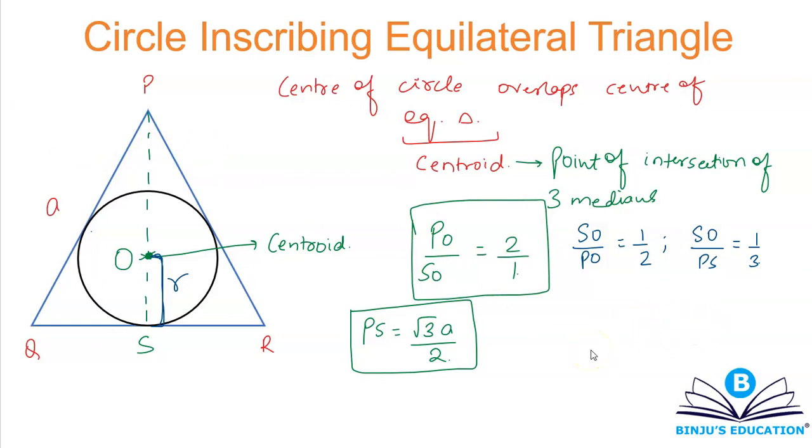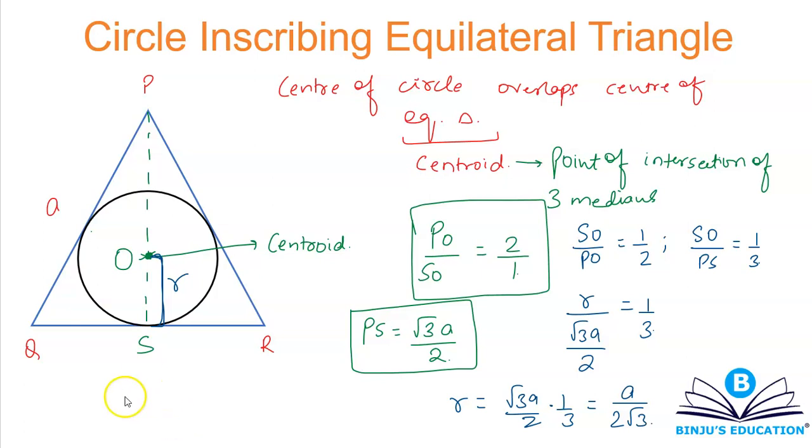Now what is SO? SO is the radius of the circle, so replace that by small r. What is PS? PS is nothing but the height of an equilateral triangle, which is root 3 times the side divided by 2, and this is equal to 1/3. So I can say that the radius will be equal to root 3a by 2 into 1/3, which is equal to side divided by 2 root 3 units. So the relationship that you need to remember is the radius is equal to side divided by 2 root 3 units.